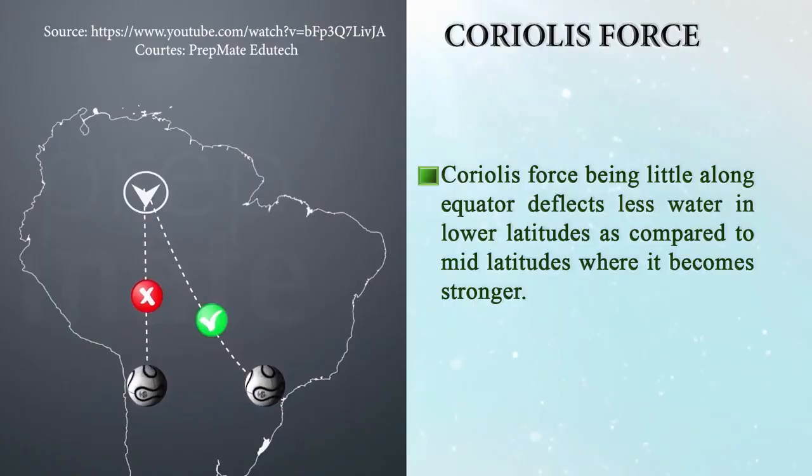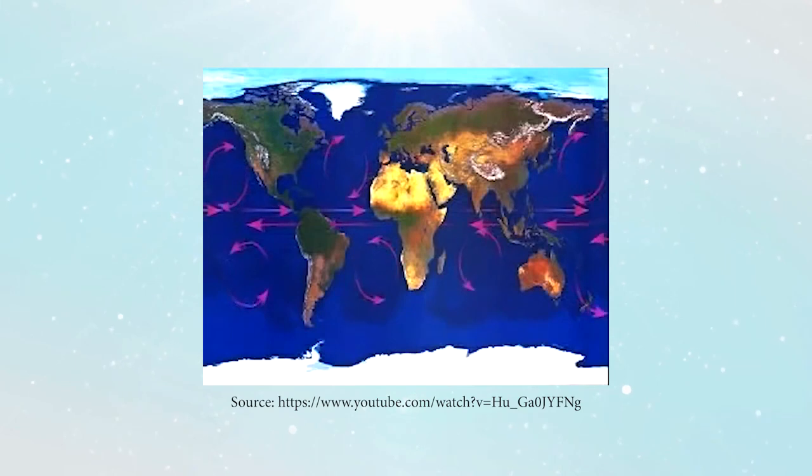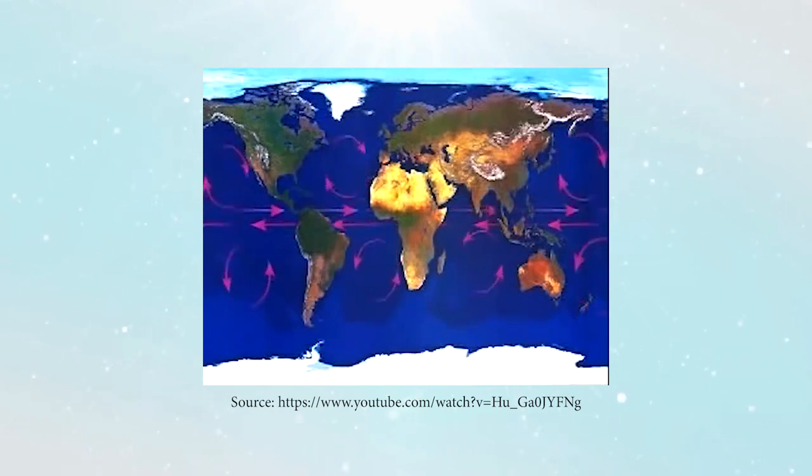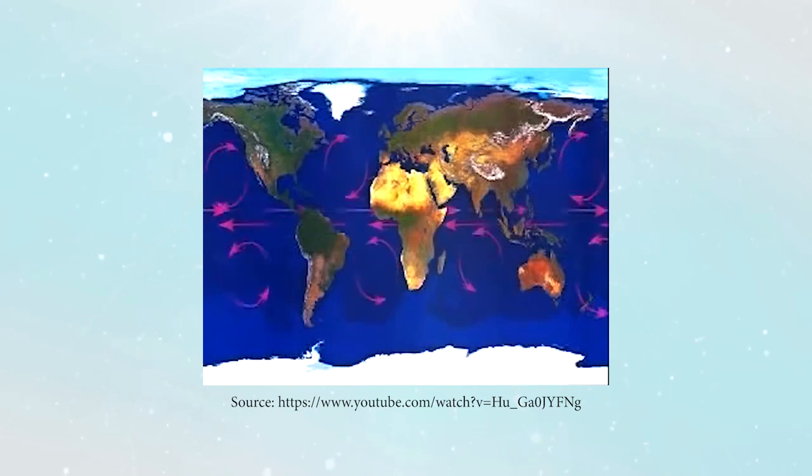So, Coriolis force being little along the equator deflects less water in the lower latitudes compared to the mid latitudes where it becomes stronger. So, when I explain the pattern of surface ocean currents in the figure, I will explain how the currents get deflected to the right in the northern hemisphere, and so they form a gyre which is clockwise in the northern hemisphere and anti-clockwise in the southern hemisphere.